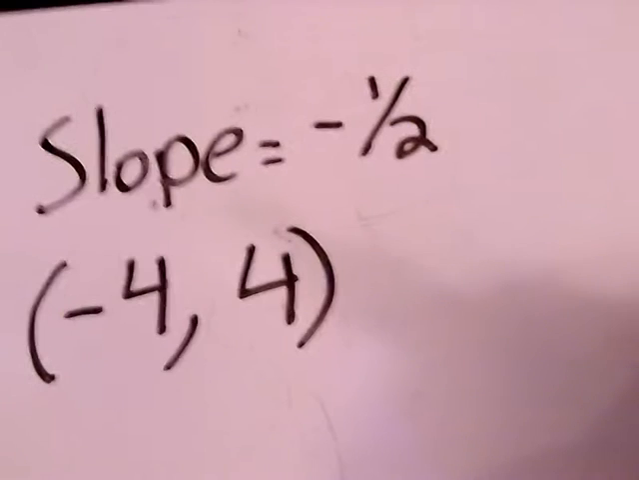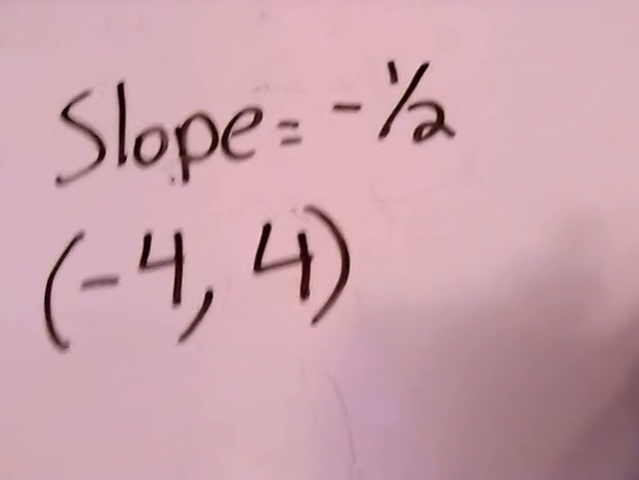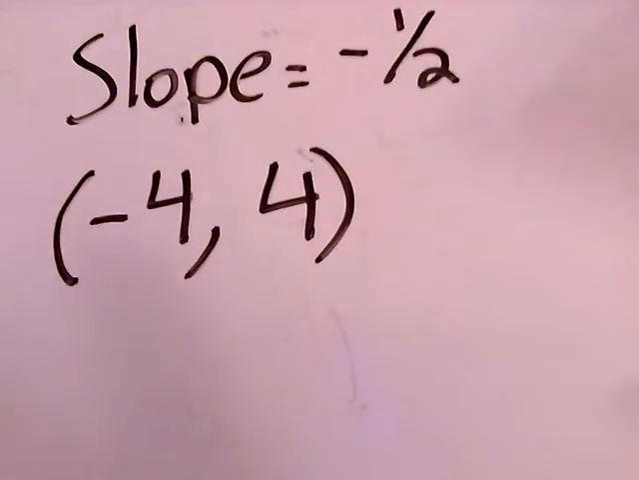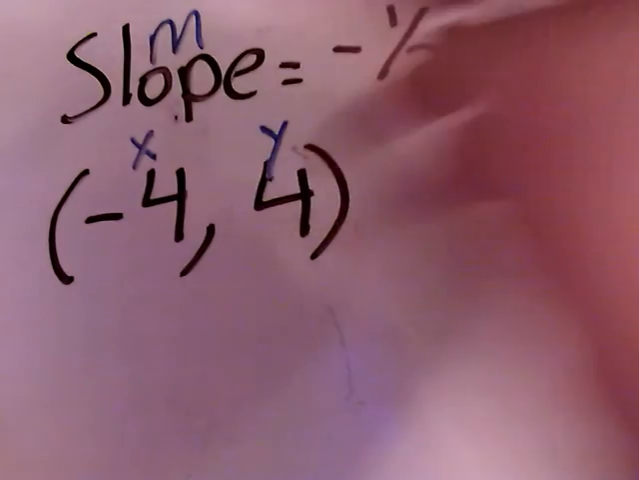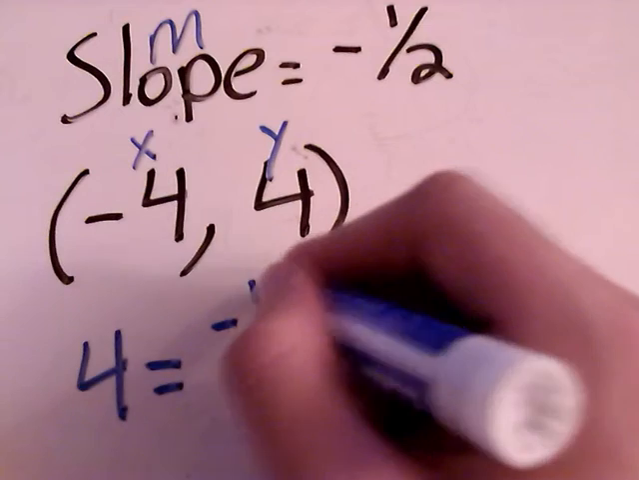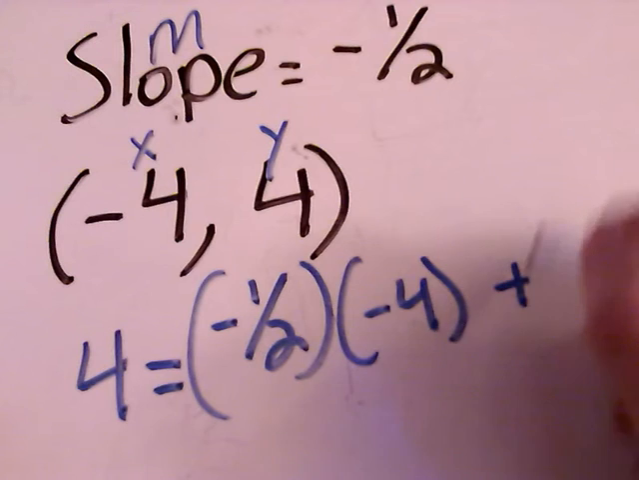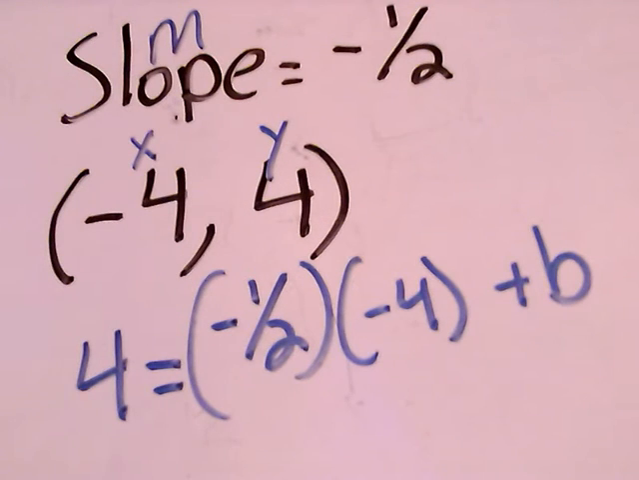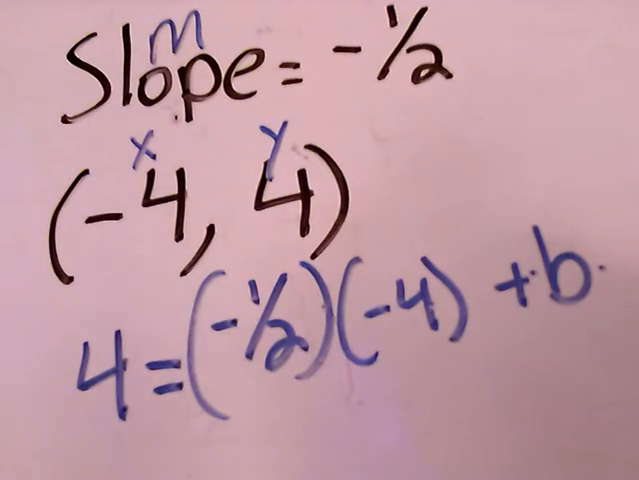Alright, let's look at another example. So they tell us that slope is negative 1/2, and that our point is negative 4 comma 4. So what I'm going to do is I'm going to plug in the things that we know. So remember, this is x, this is y, and that's m. So then we plug in our formula. 4 equals negative 1/2. And I like to use parentheses to make things more organized. So that's what it's plugged into. Y equals mx plus b.